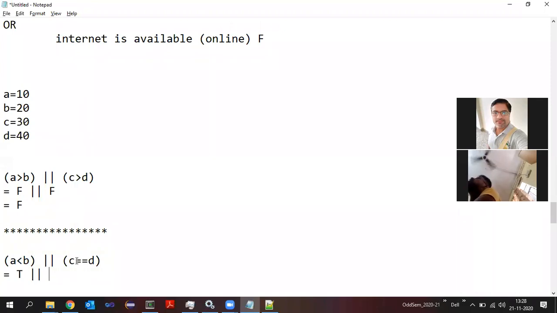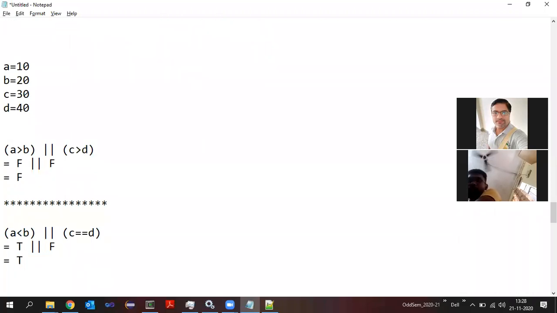C equals to D. That means, is 30 equal to 40? False. But with the logical OR, in this case, one of the operands is true here. Then the result is going to be what? True. Right? This is how the logical OR operation works.